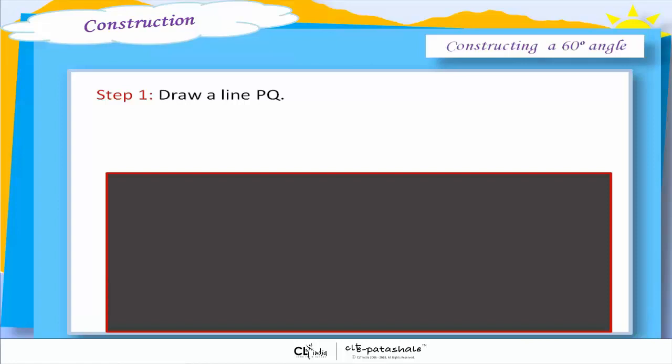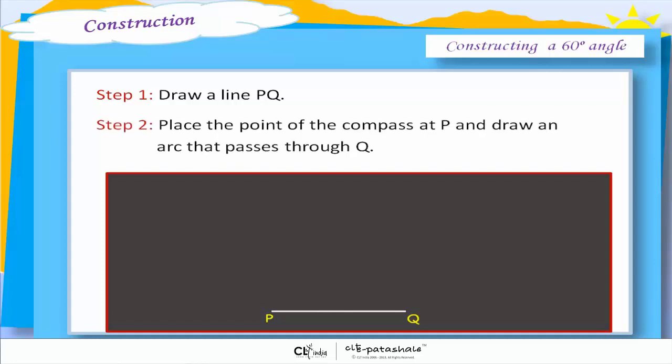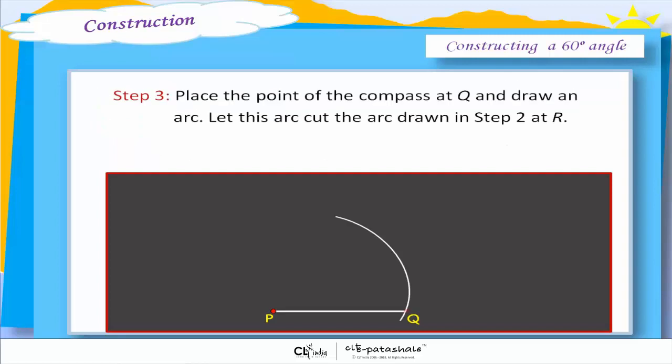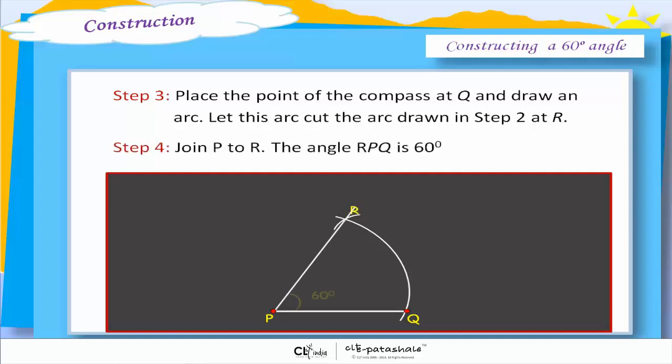Step 1. Draw a line PQ. Step 2. Place the point of the compass at P and draw an arc that passes through Q. Step 3. Place the point of the compass at Q and draw an arc. Let this arc cut the arc drawn in step 2 at R. Step 4. Join P to R. The angle RPQ is 60 degrees.